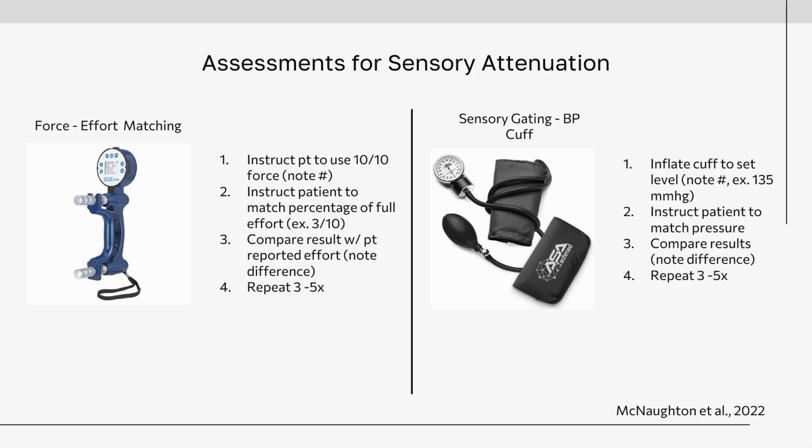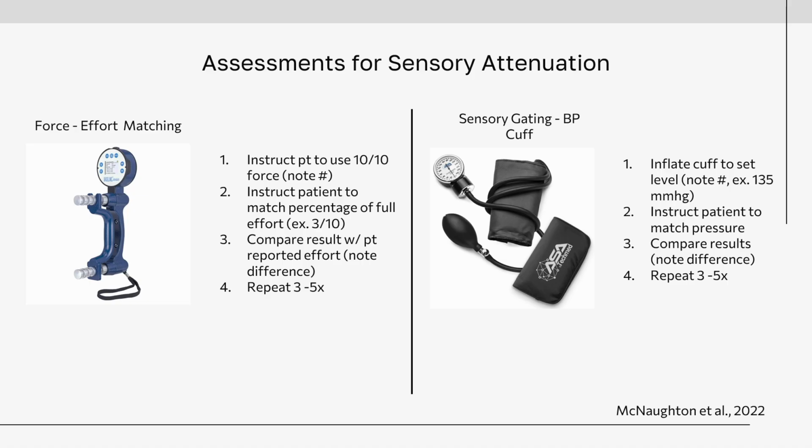The repetition is for consistency, so you get a consistent reading. Because there's no average, there's nothing that we're just checking to see. We're looking for the matching of the numbers. For the force effort matching, the first thing we're looking for on assessment is the perceived exertion. So if they said 3 out of 10 and they give you a 6 out of 10, that's how far off the perceived exertion is in that sensory attenuation.